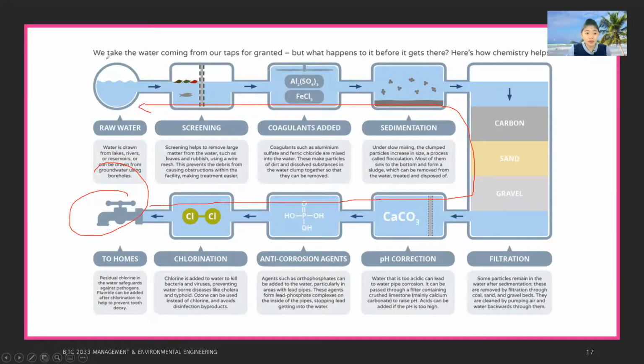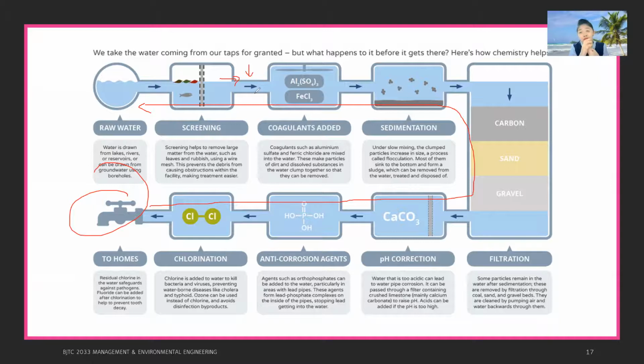Okay, so first we have the raw water, drawn from lakes and rivers, and then the screening, so we screen out all these things, and then comes the aeration here. We would like to add air to make the water active. It's just like when you ask for teh tarik. Okay, teh tarik, you will get the bubbles on the top. So that is something that we like.